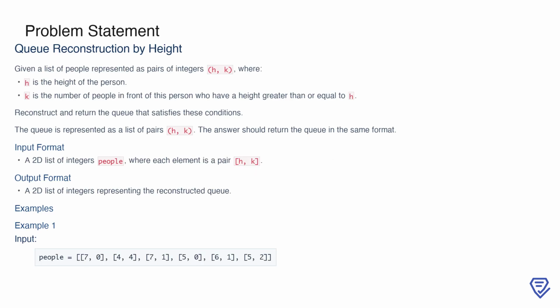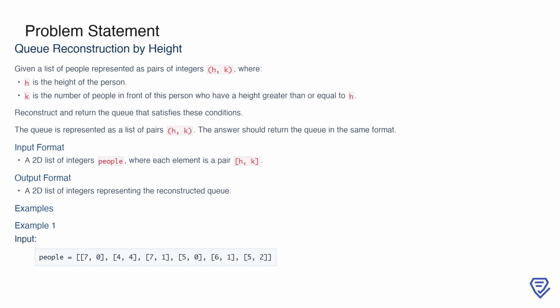In this problem, we are tasked with reconstructing a queue of people based on two parameters, their height and a value that specifies how many people taller or equal in height stand in front of them. Each person is represented as a pair of integers, where the first value, h, is the person's height, and the second value, k, is the number of people in front of this person who are at least as tall as they are. The goal is to return the queue as a list of such pairs, arranged in the correct order that satisfies these conditions. The input is a two-dimensional list of integers, where each sublist represents one person, and the output is also a two-dimensional list after reconstructing the queue.